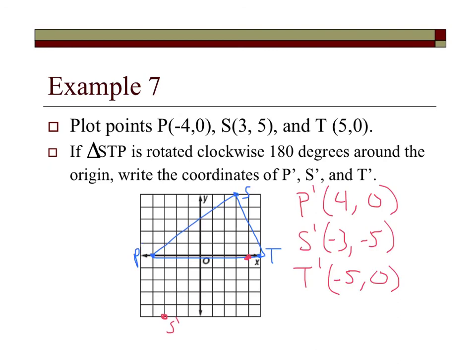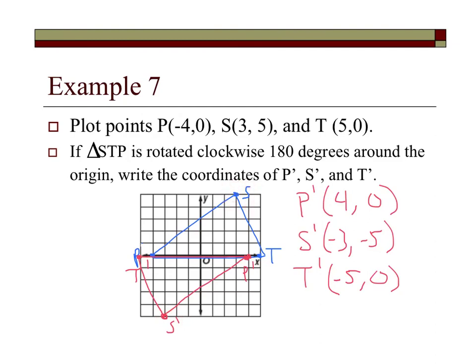P prime and T prime are very similar to the reflecting over the y-axis. However, the 180-degree rotation is different. It's just because they're on the x-axis that happens, and that's a similarity. But that's not how it's always going to be. Notice how my S was completely different from any of the other ones that I did.